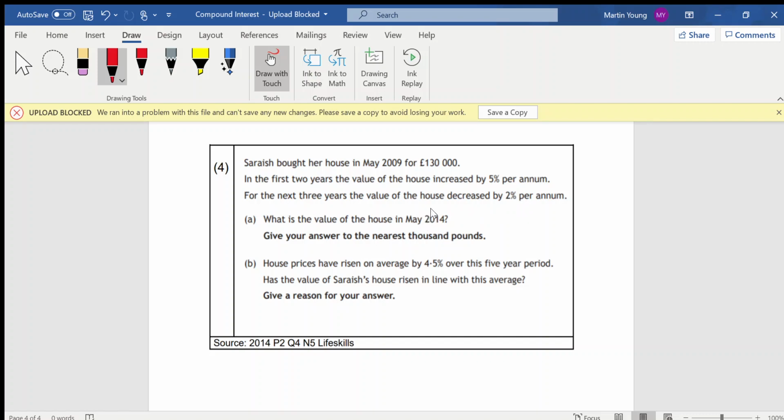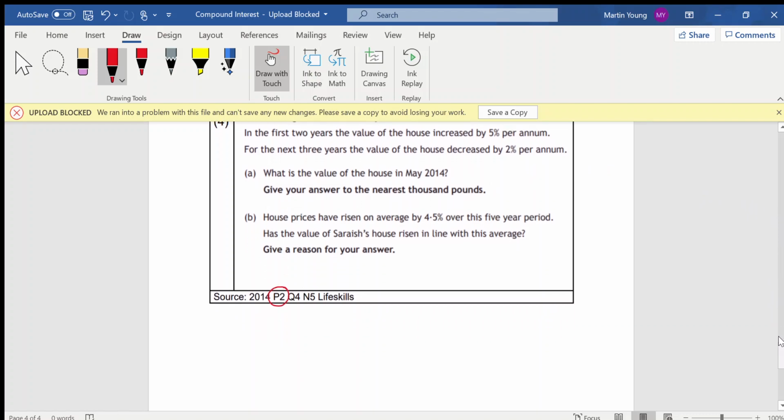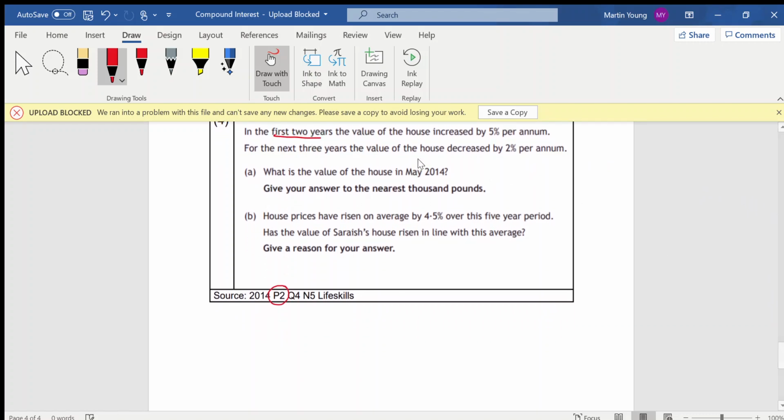Alright, so this is a paper 2 one, and this is actually from the old life skills type paper. So we've gone from 2009, 2 years, which is obviously 2011, and then 3 years is 2014. So that is what we're doing. We're just doing these 2 steps to get to 2014, and we're to give our answer to the nearest £1,000. Okay, so this is very similar to the first one. We've got 2 steps. It's increasing and then it's decreasing. So let's do the first 2 years where it is increasing.